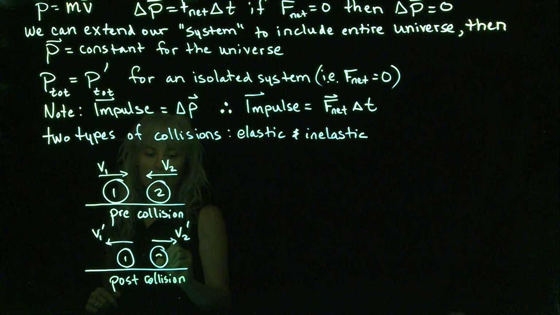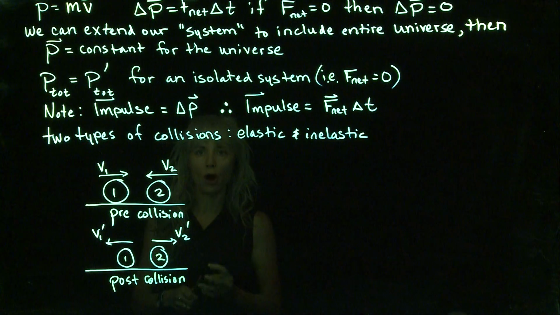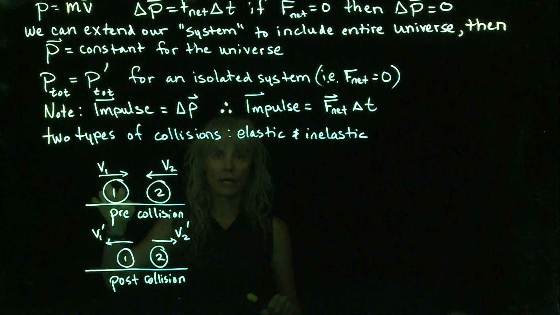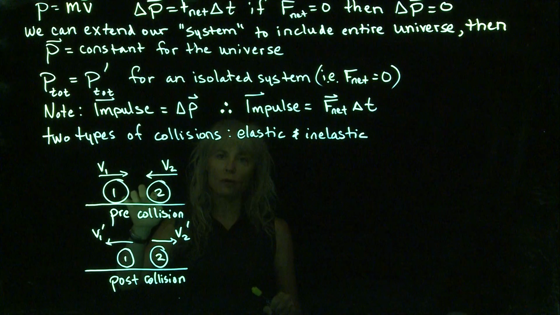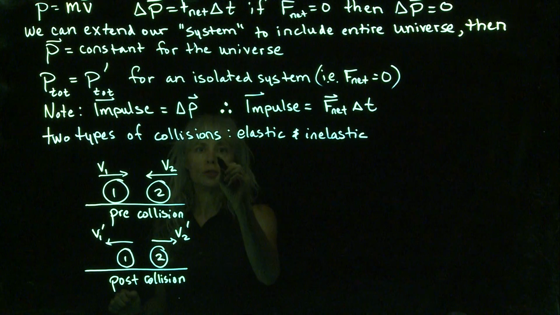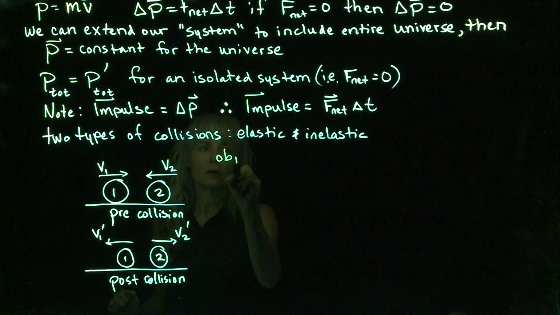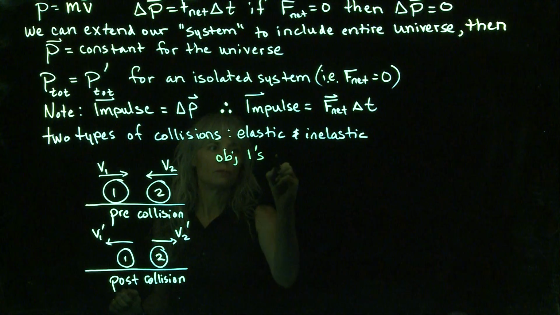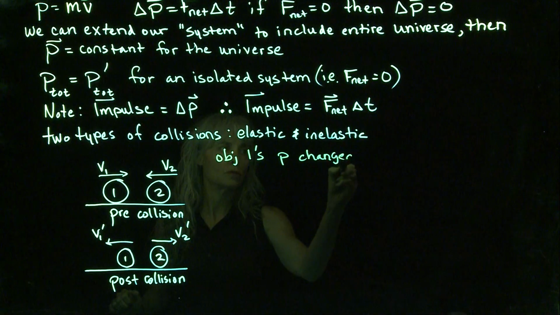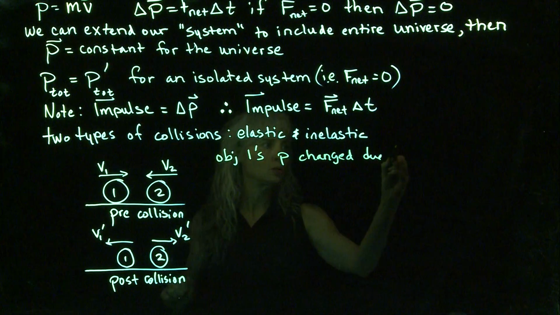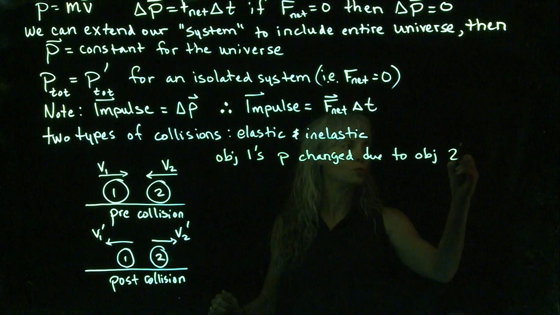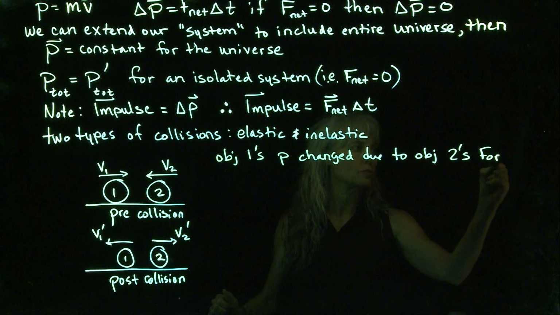What changed the momentum of object 1? Why did object 1's momentum change? It changed because object 2 exerted a force on object 1. So object 1's P changed due to object 2's force.